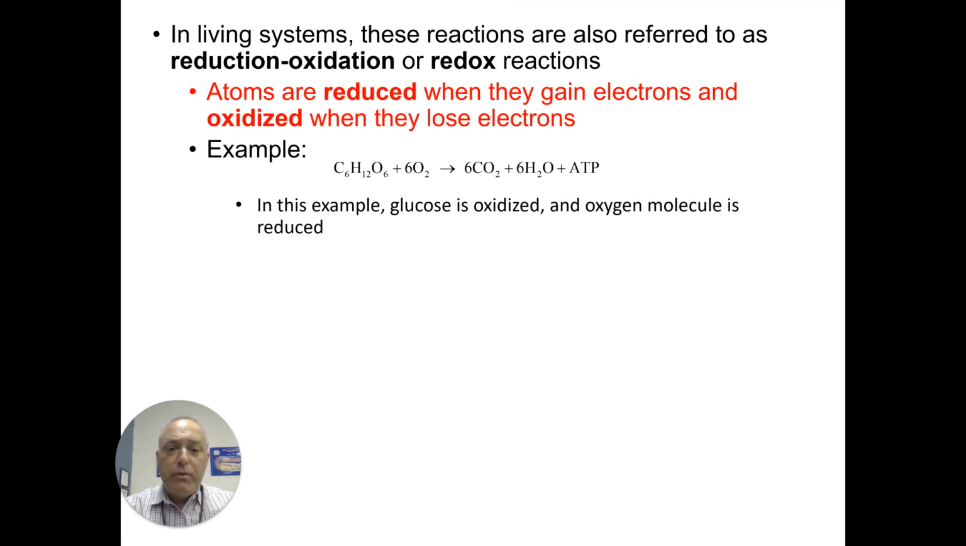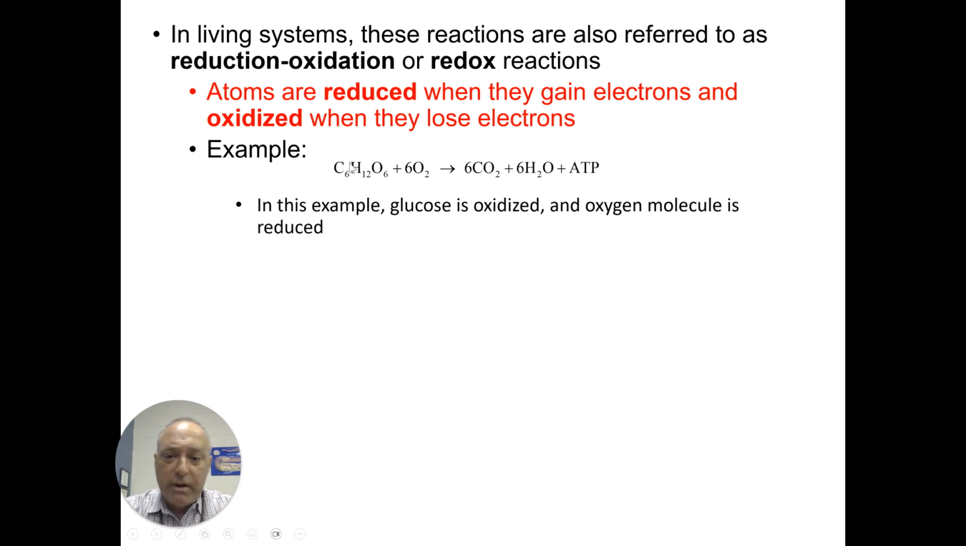Now atoms are reduced when they gain electrons. They're oxidized when they lose electrons. So we've got an example of glucose, C6H12O6, plus 6O2 goes to 6CO2 plus 6H2O plus ATP. This looks strikingly familiar, like cellular respiration, which occurs in the mitochondrion. In this case, glucose is oxidized and oxygen is reduced.